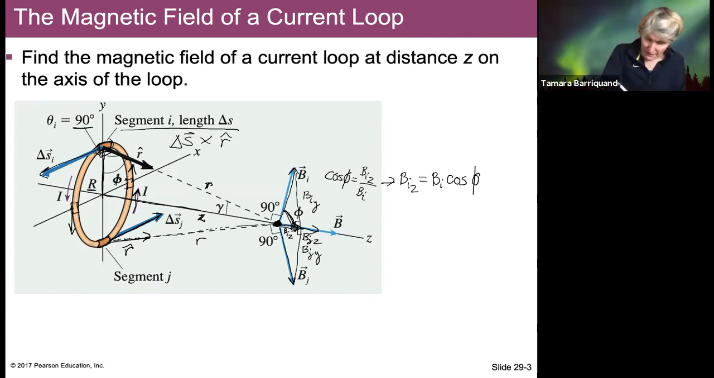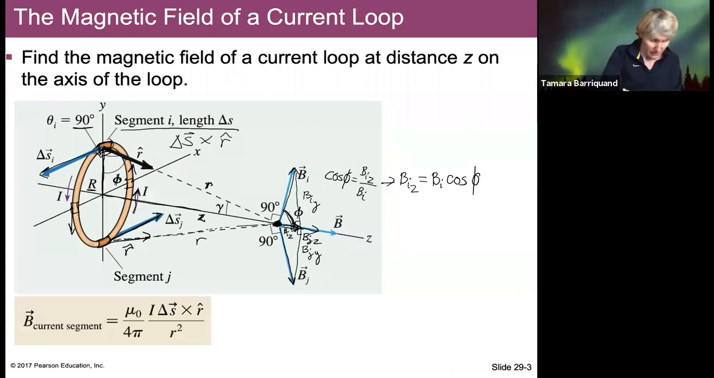Now, to find what the magnitude of B sub I is, we need to use the Biot-Savart law. So here's our Biot-Savart law, and that tells us that the magnitude of the magnetic field will be equal to mu naught over 4 pi times I delta S cross r hat over r squared. And we found the direction of delta S cross r hat. Well, the magnitude of that is going to be equal to the magnitude of delta S times the magnitude of r hat, which is just a unit vector, so that's just 1.